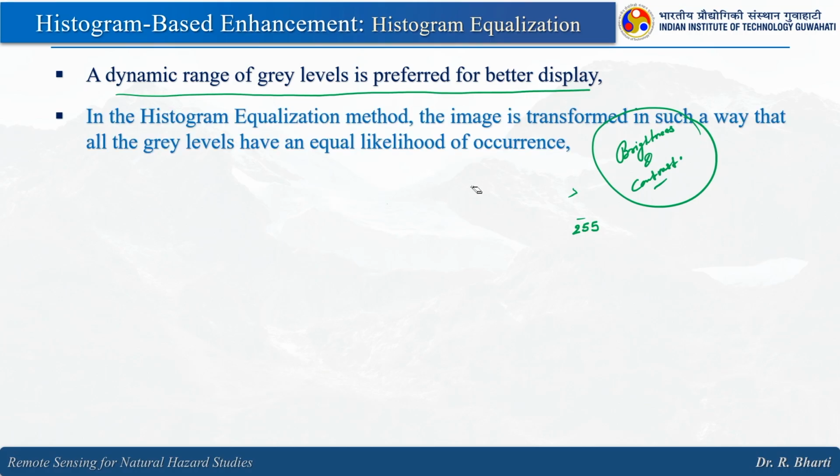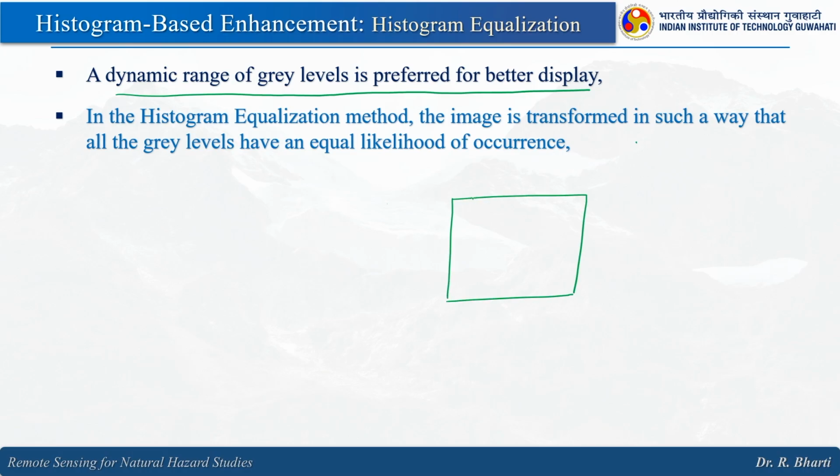In the histogram equalization method, the image is transformed in such a way that all the gray levels have equal likelihood of occurrence. So, what does it mean? When we refer to any image matrix, let us say now we have 10, 10, 20, 20, 30, 5, 6, 9, 9, 9, 30, 20, 20, 10, 10.